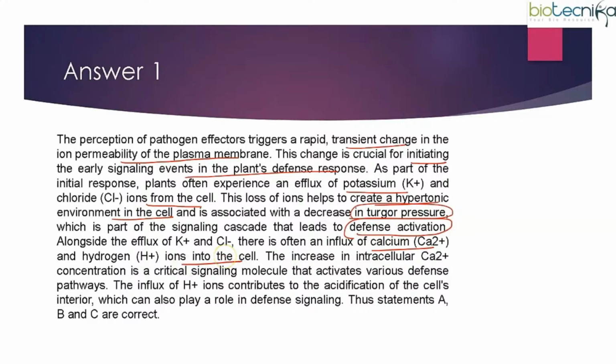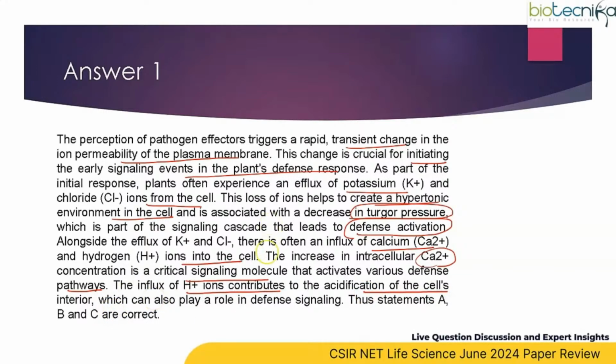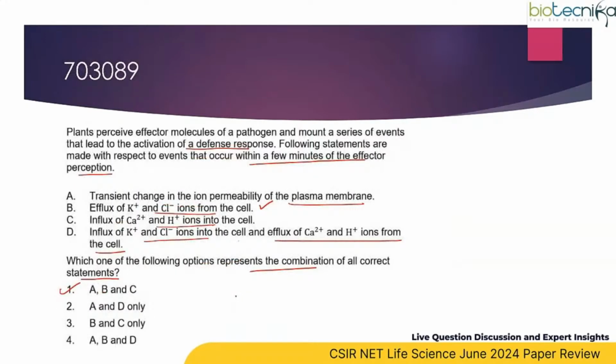When calcium is entering, it is a critical signaling molecule. So various defense pathways will get activated because this is important for signaling. Along with it, the influx of hydrogen ions will contribute to the acidification of the cell's interior. When the interior becomes more acidified, that also plays a role in defense signaling. So what we saw over here, the influx of calcium and hydrogen, is also correct. And change in the ion permeability, so A is also correct. There is no such influx in D, it is just the reverse statement, so D is not correct. A, B and C statements are correct over here.